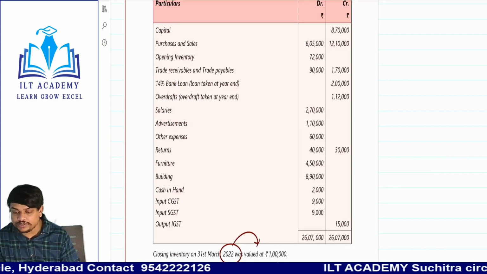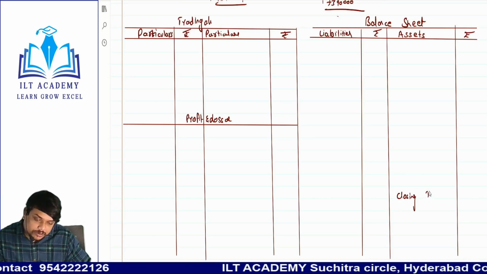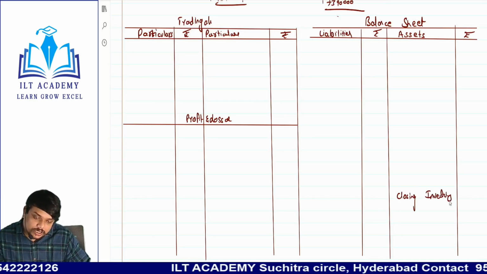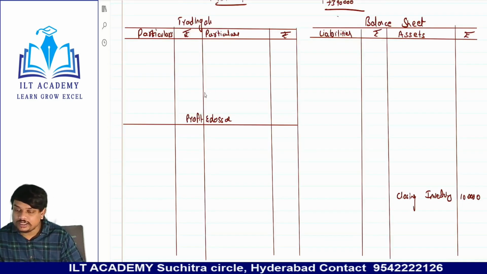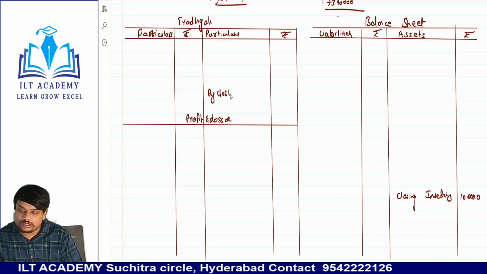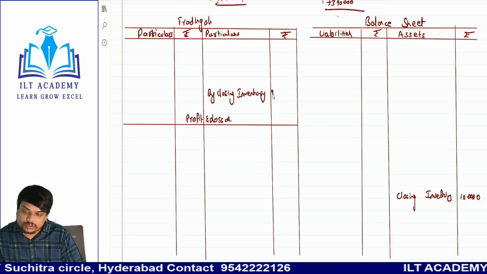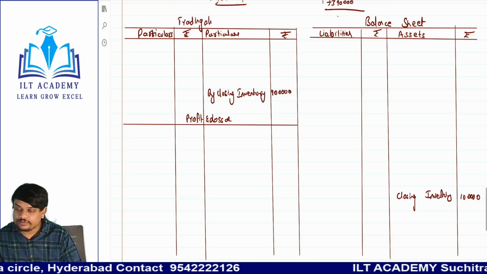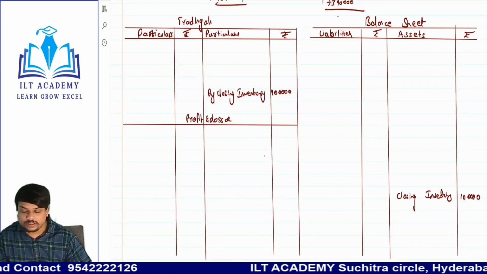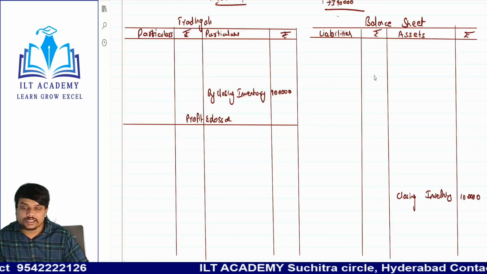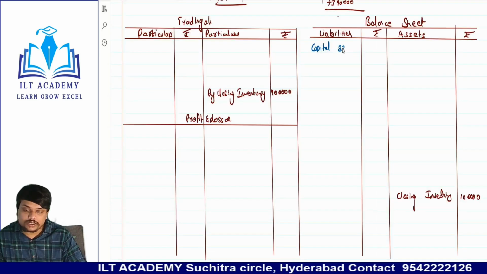Adjustment, we'll check it. Closing inventory is valued at 1 lakh. So closing inventory adjustment should be done. Closing inventory will be recorded in the balance sheet as 1 lakh and trading account as by closing inventory as 1 lakh. This is the adjustment. Okay, adjustment is done. Now let us go one by one. Capital is a liability. Capital is 8,70,000. Write down in inner column.